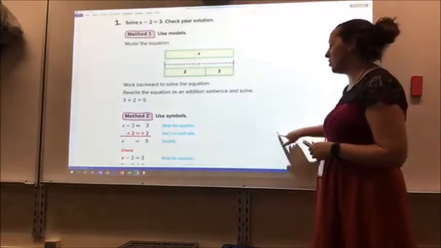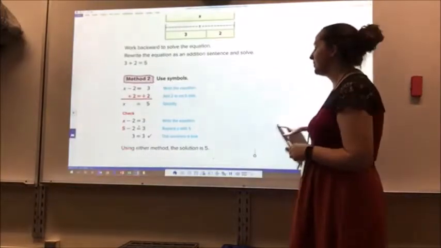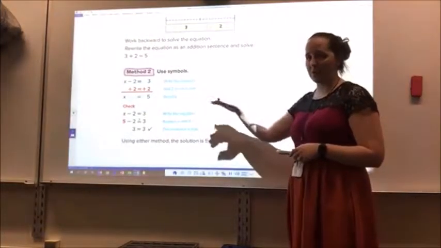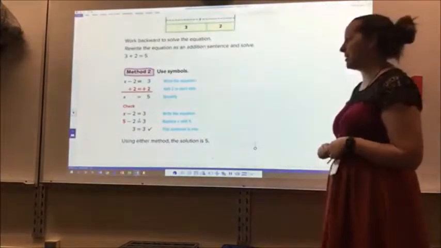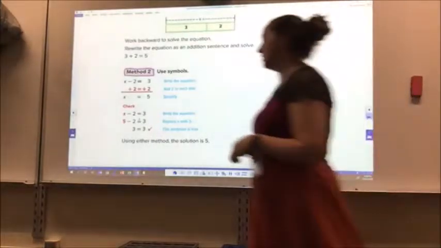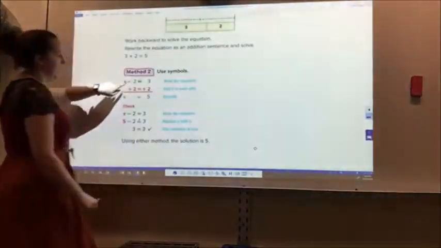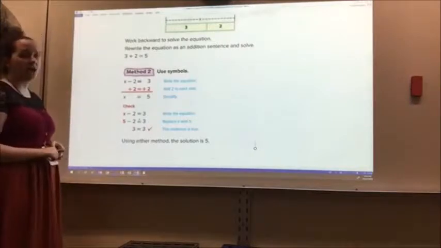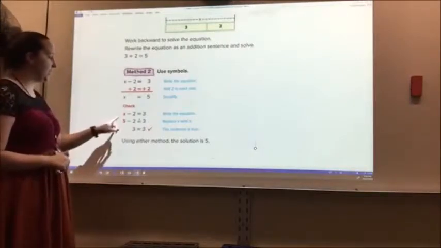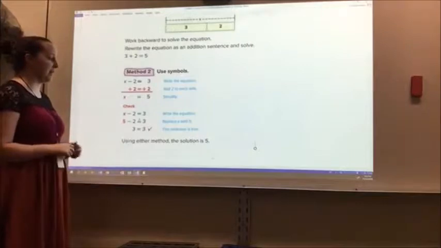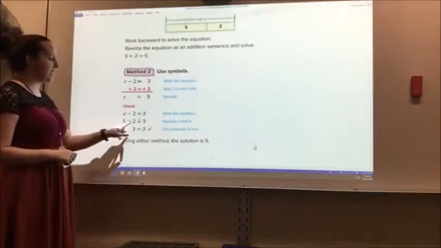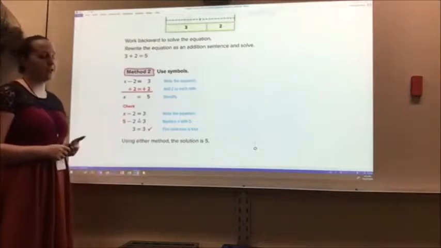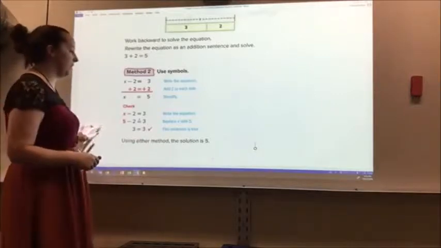I can also solve using symbols. So x minus 2 equals 3. I add 2 to both sides, so x equals 5. Notice here that when I have negative 2 plus 2, they cancel each other out. I can also go back and double check, substituting my 5 for x. 5 minus 2 does equal 3 because 3 equals 3. So using either method, I get the solution of 5.